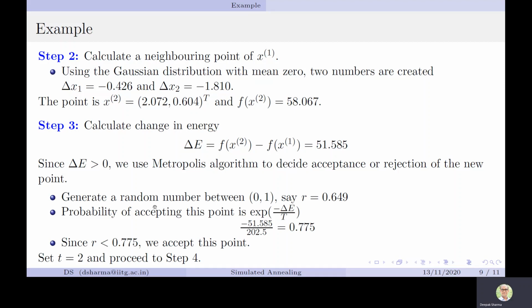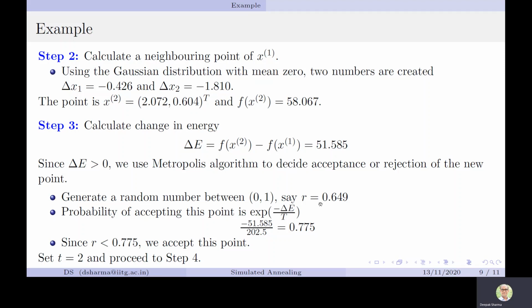So in this case, let us generate a random number, say R, which is 0.649. Then we are going to find the probability, exponential of minus delta E by T. If we do so, we are going to get 0.775. Note that this minus 51.585 divided by 202.5 is under the exponential form. There is a typo here, just make a correction.